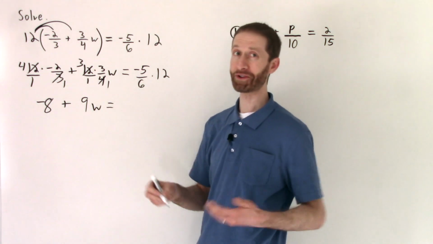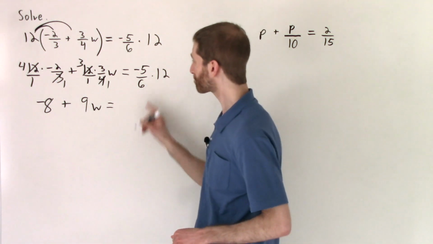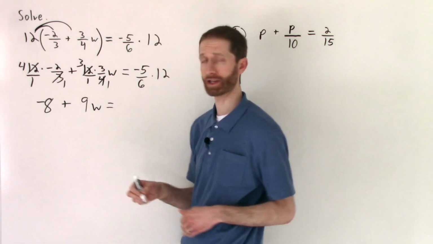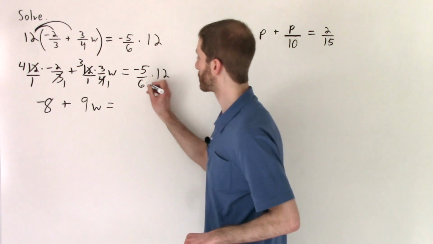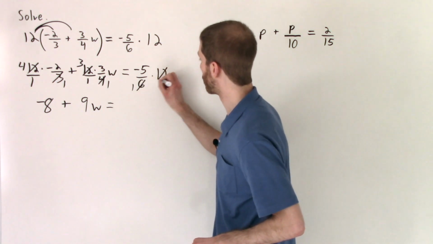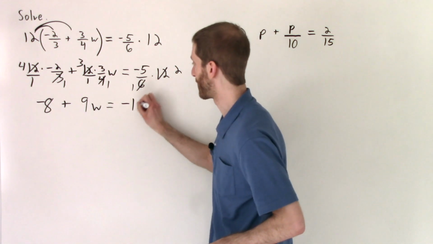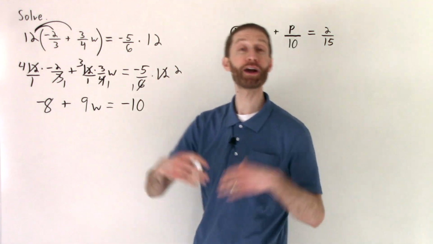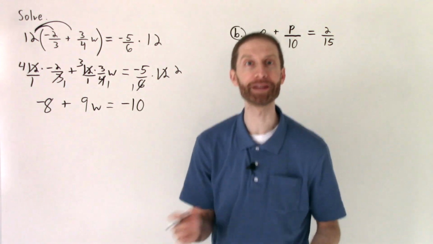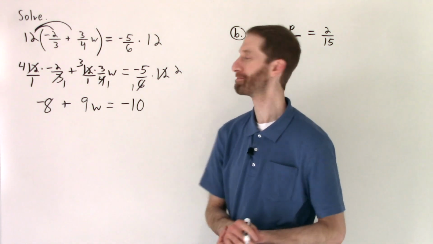And isn't that beautiful? All the fractions are going away. And so now we're left with negative 5/6 times 12. 6 goes into itself once, into 12 twice. And now we're left with 2 times negative 5, which is negative 10. It's beautiful. The fractions are gone. Now we don't have to deal with them anymore. I think it's pretty rad.